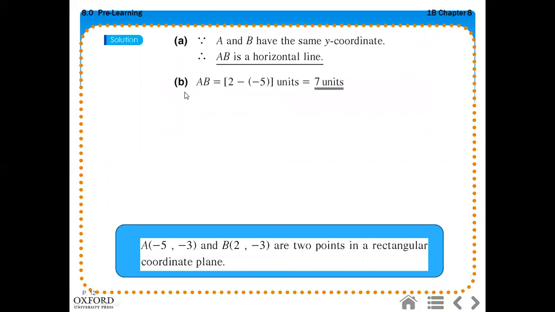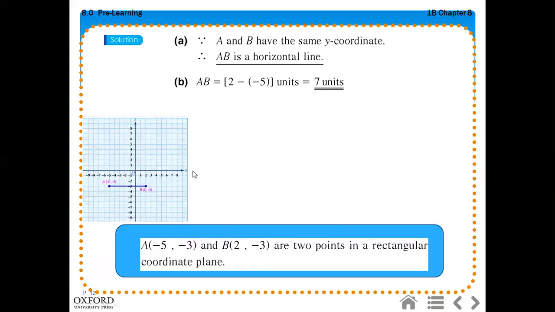Part B, how long is AB? The difference of their x coordinates. The larger value minus the smaller value. So this is the length AB. And if I show you the points A, B on the coordinate plane, then you can see it's a horizontal line of the same level, y coordinate -3.